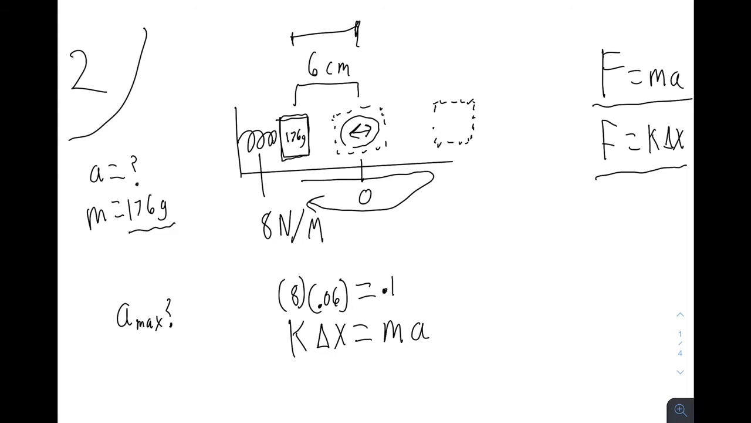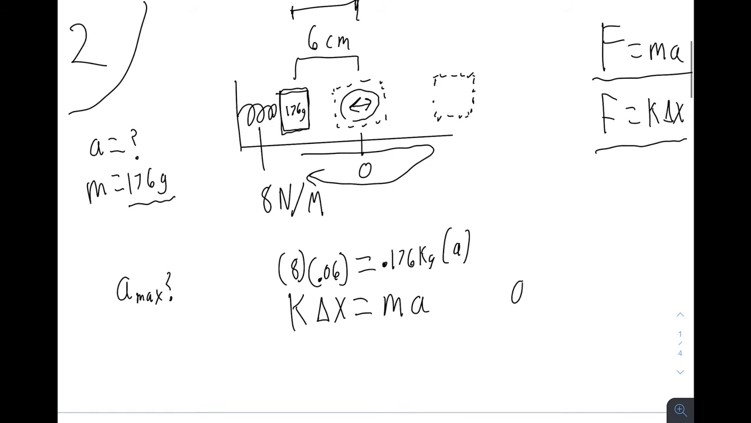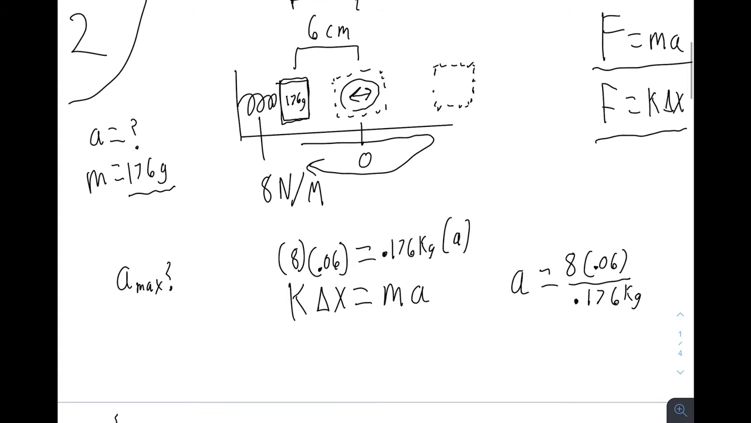Our mass is given to us. We want to put that in kilograms, so it's 0.176 kilograms times our acceleration. So to solve for acceleration, we have 8 Newtons per meter times 0.06 meters over 0.176 kilograms, which will give us our acceleration in meters per second squared.